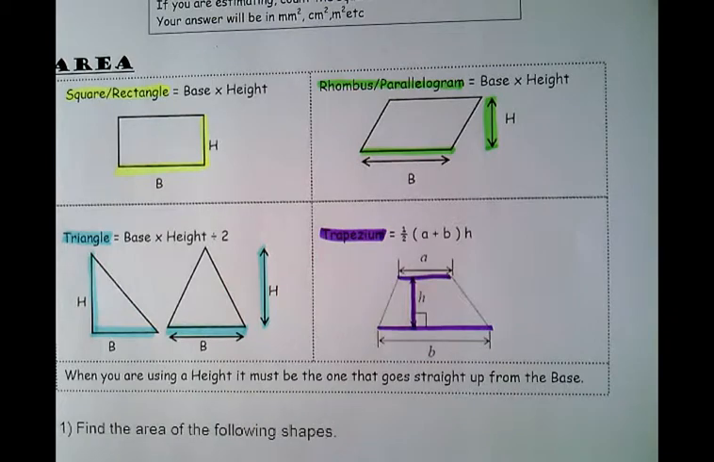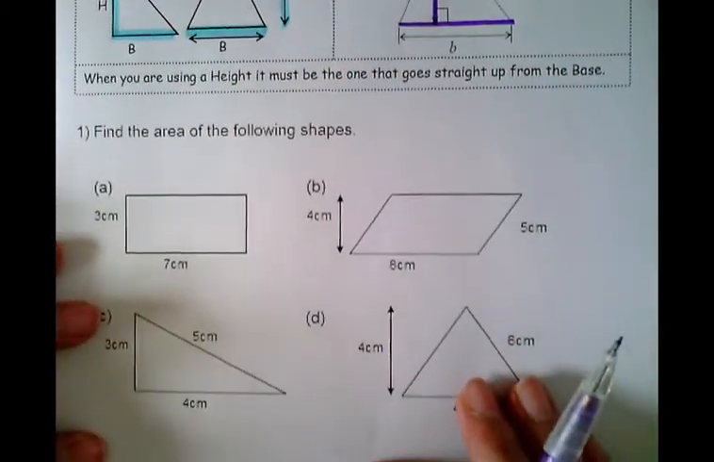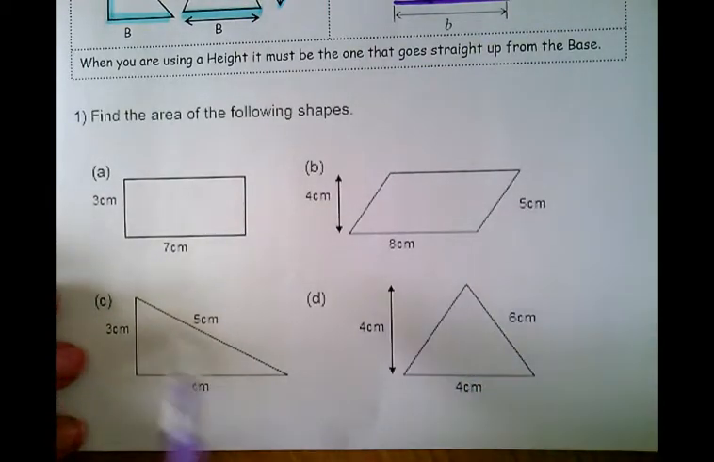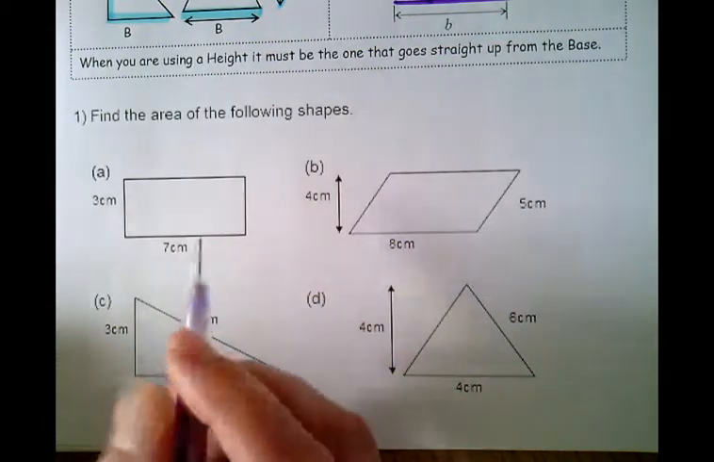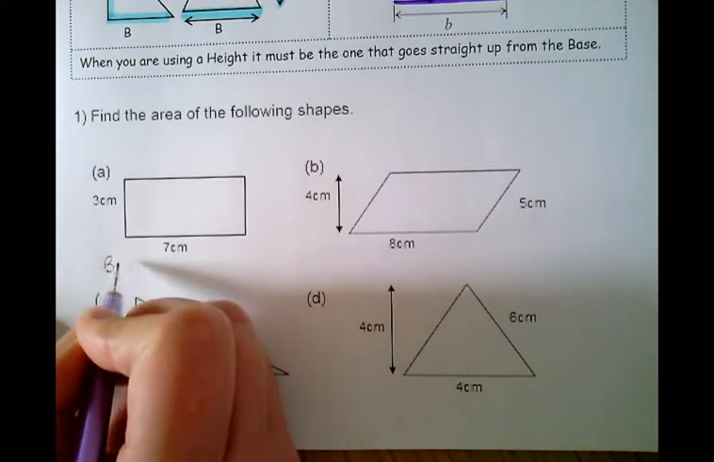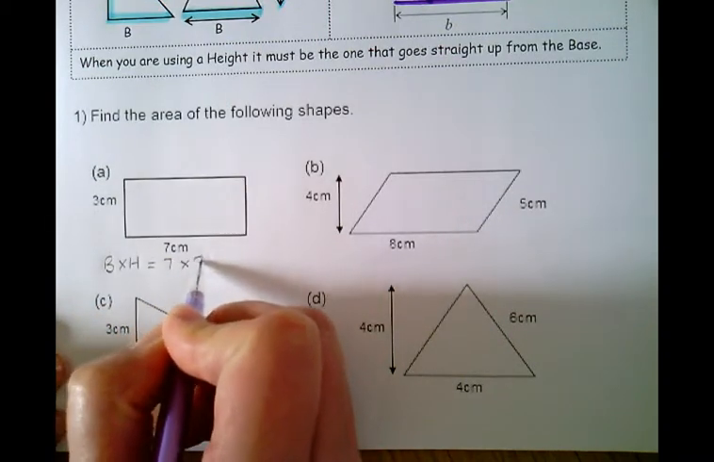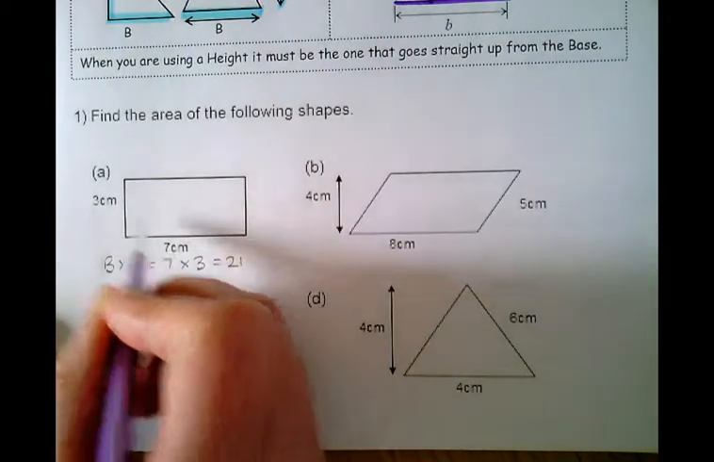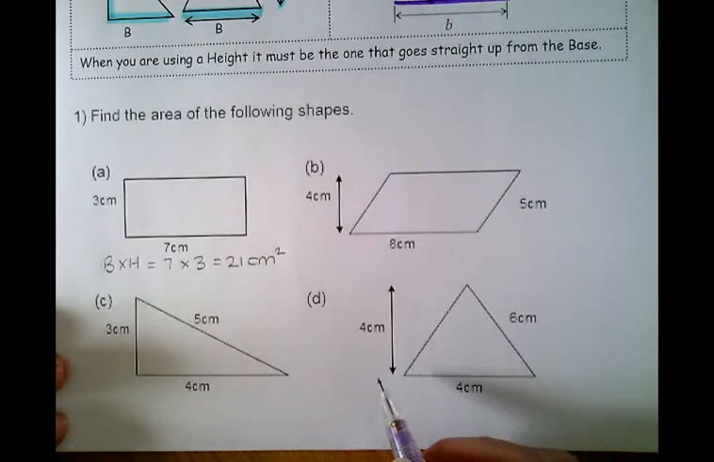So I've just got a few questions then using these different formulas. So the first question, find the area of the following shape. So the first shape that I've got here is just a rectangle. So I just do the base times height. So always write out your formulas. So base times height is 7 across times by 3 going up gets you 21.